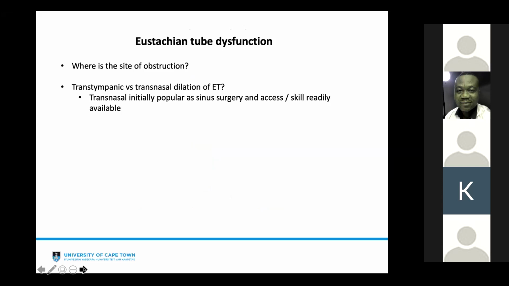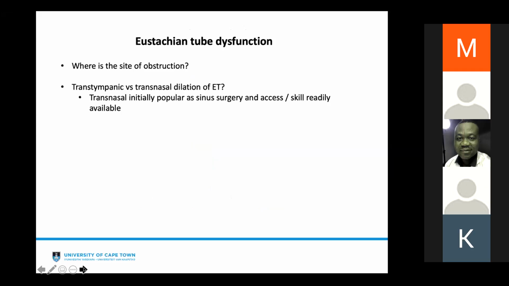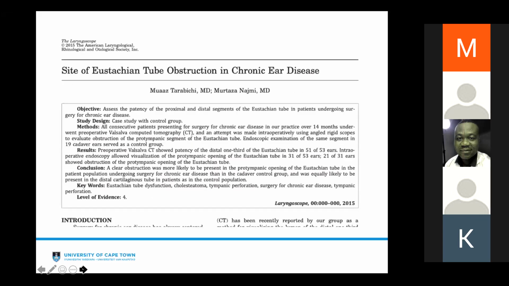When we talk about the obstruction, or where the site of obstruction is in the Eustachian tube, this is also debatable. There are transtympanic or transnasal approaches to dilate the Eustachian tube in cases of dysfunctional obstruction of the Eustachian tube. And the transnasal approach was initially very, very popular as sinus surgery access and skill was readily available, as the endoscope in the sinus was performed regularly there. And I'm referencing this study in the next couple of slides on the site of Eustachian tube obstruction.